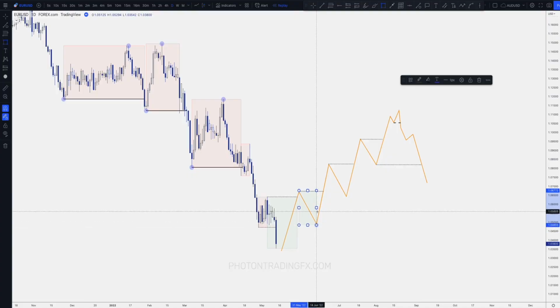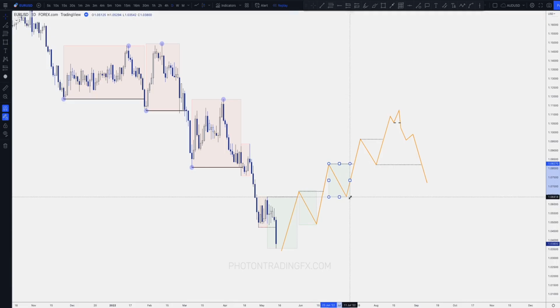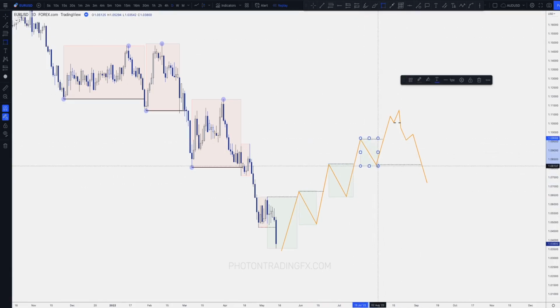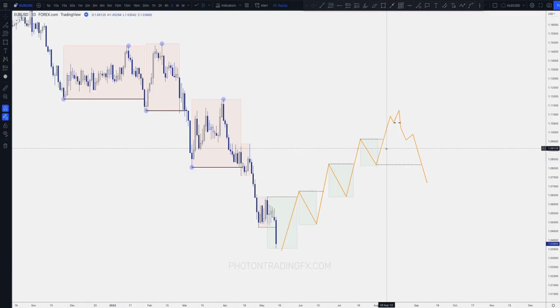And what would we expect? We would expect these demand ranges to continue to hold, right? Until they don't, essentially. So then we come up here. I need to turn drawing mode off, can't use that. Cool, so that's pretty much it, right?